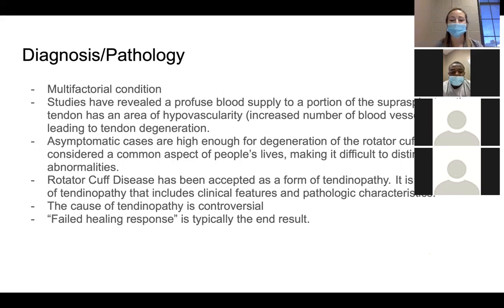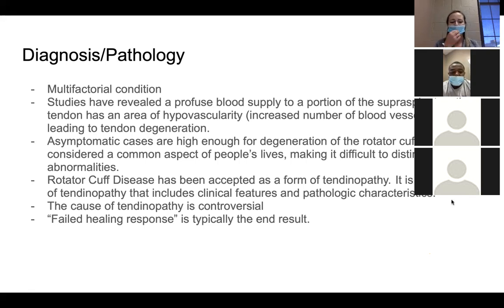Asymptomatic cases are high enough that degeneration of the rotator cuff is considered a common aspect of people's lives, making it difficult to distinguish abnormalities. Rotator cuff disease has been accepted as a form of tendinopathy. That includes the clinical features and pathologic characteristics. The cause of this is controversial.